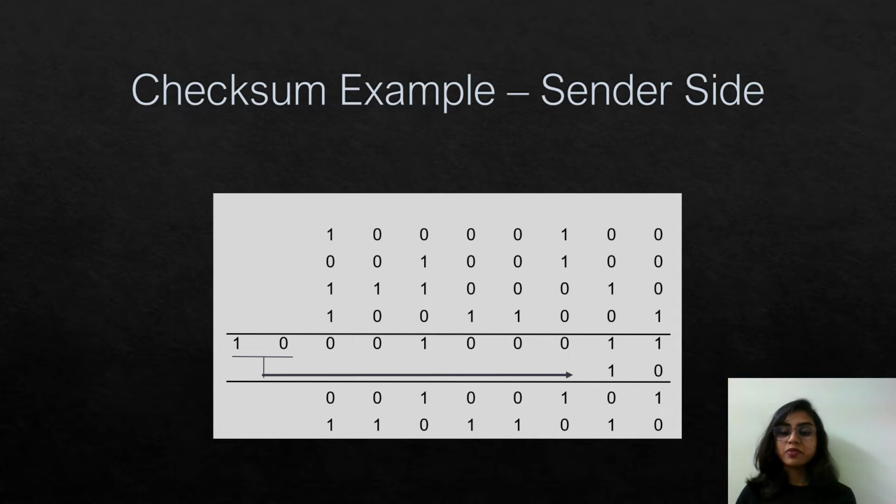In this next step, we will be performing the one's complement. What the one's complement means is converting all the ones to zeros and zeros to ones. So here the 1 is converted to 0 and 0 is converted to 1, 1 is converted to 0 and so on. So this is the final checksum. The result which we have got by doing the one's complement is considered as the checksum. Now this checksum will be appended and sent to the receiver side.